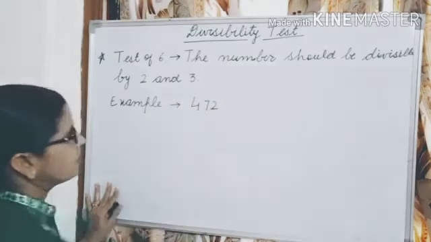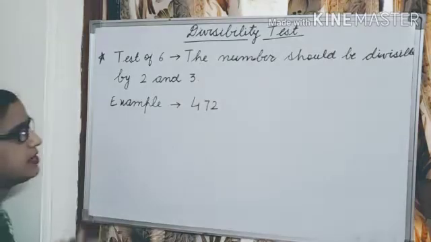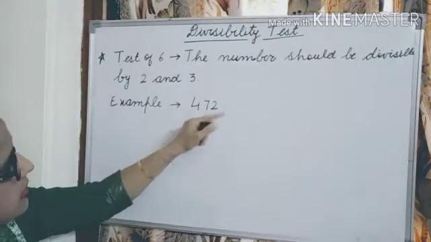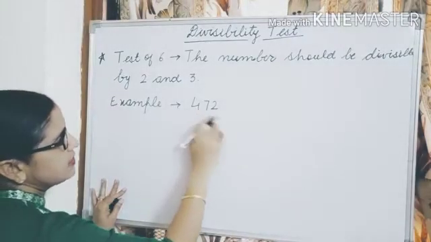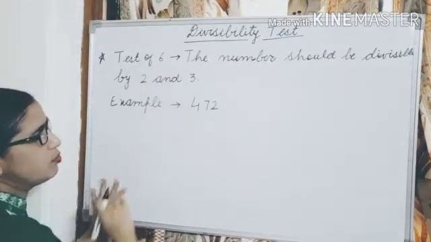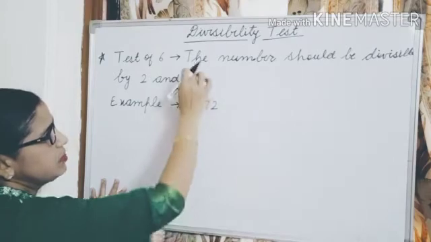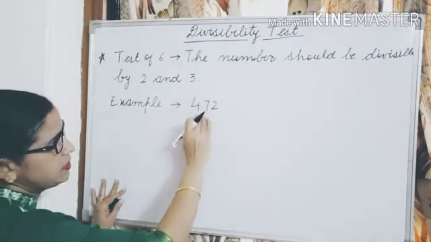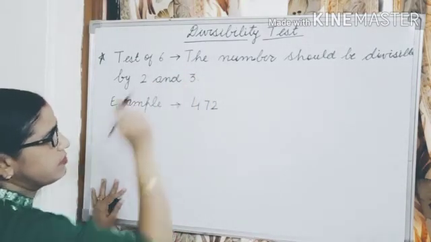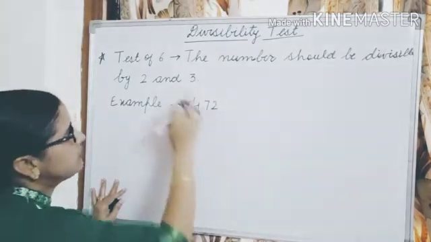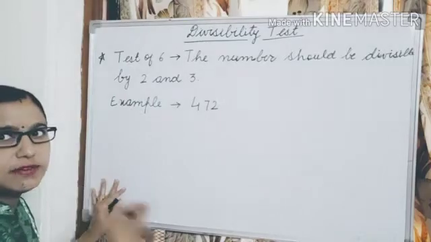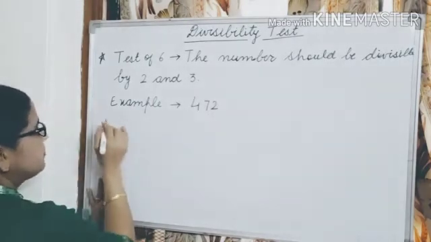472. I have taken this number 472. For this 472, what will we check? We will check if 472 is divisible by 2 and if 472 is divisible by 3. If it is divisible by 2 and also by 3, then this number will be divisible by 6. Otherwise, it will not be divisible.